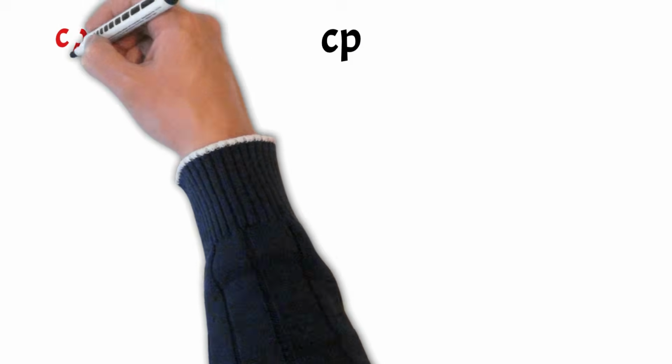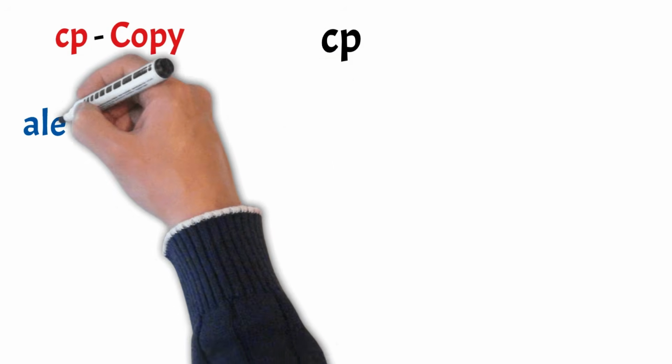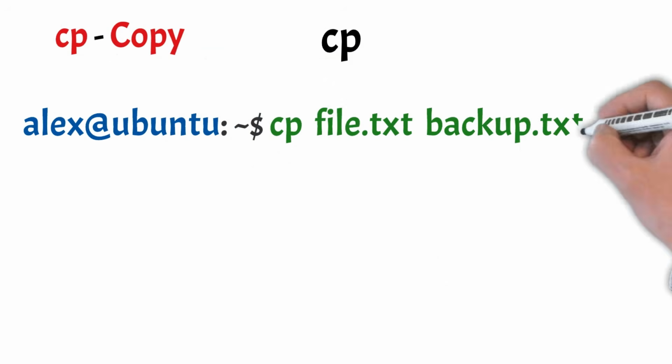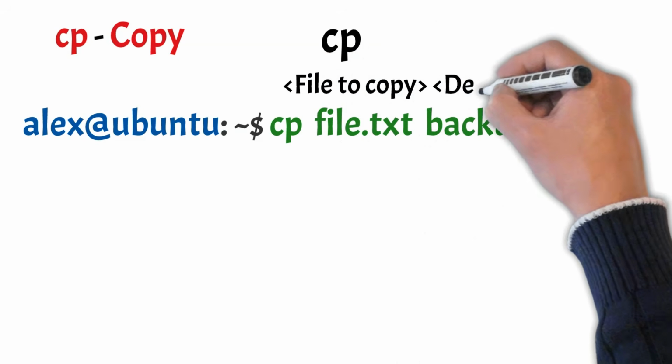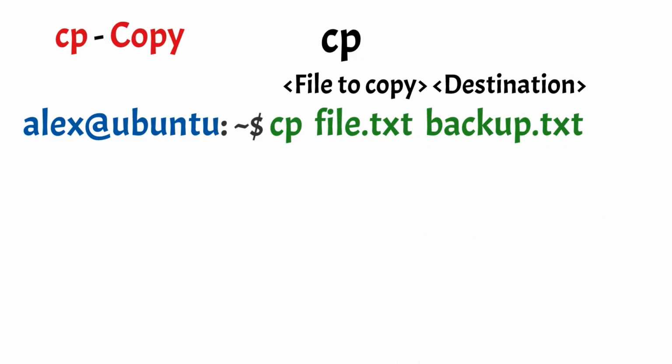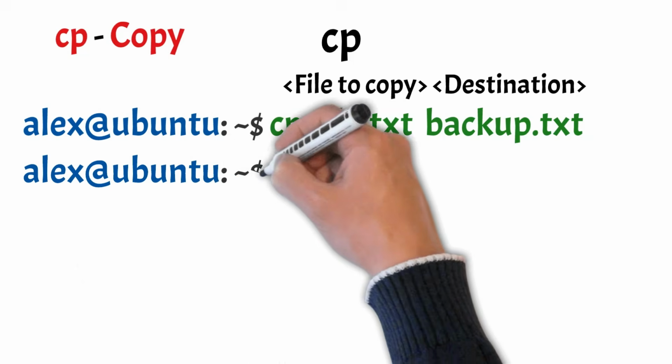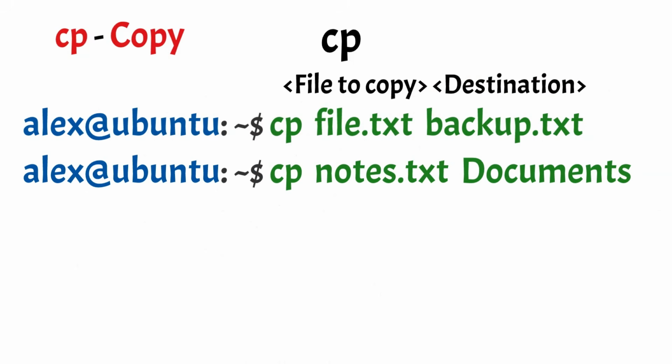Now let's move on to copying files and folders. The cp command lets you make a copy of a file. For example, here we're copying file.txt to a new file called backup.txt. You can also copy a file into a folder, like copying notes.txt into the documents directory.